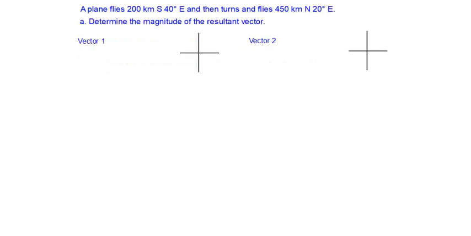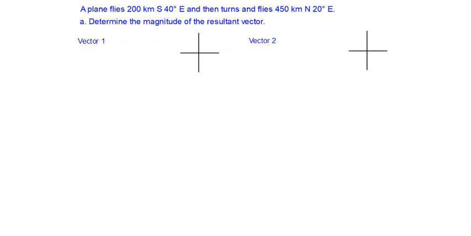So this is an example that we've looked at before. Plane flies 200 kilometers south, 40 degrees east, then turns and flies 450 kilometers north, 20 degrees east. And we will find the magnitude of the vector, this time by looking at components. So in order to look at components, what we'll do is we'll break this vector down. We'll break the first vector down into its horizontal and vertical components. So I'll just draw a rough sketch here of what that vector might look like.